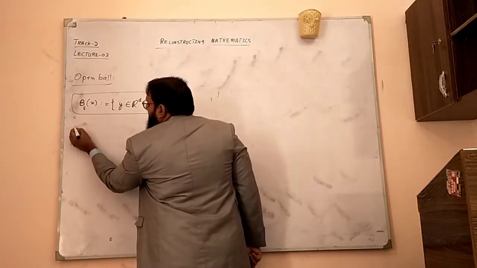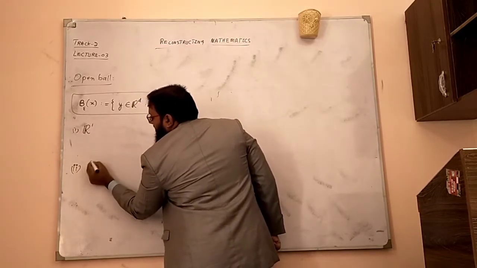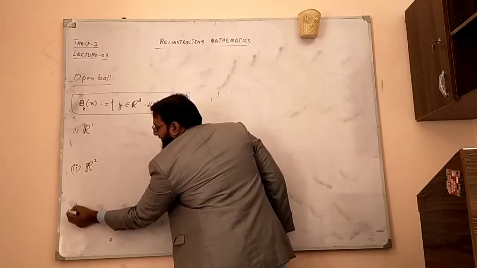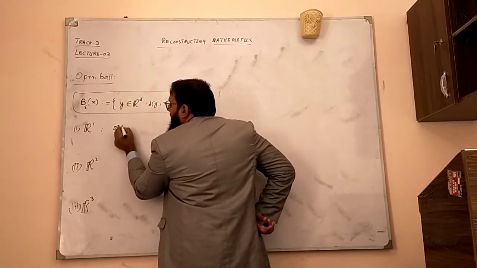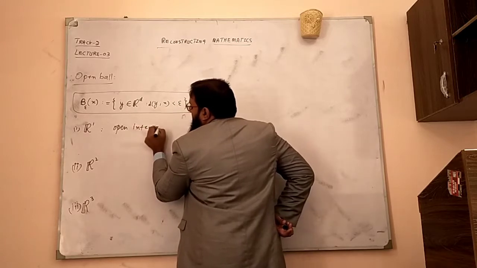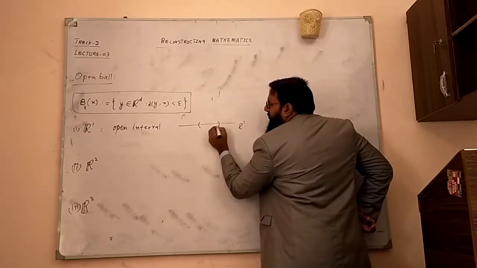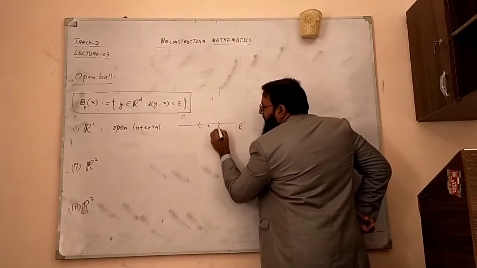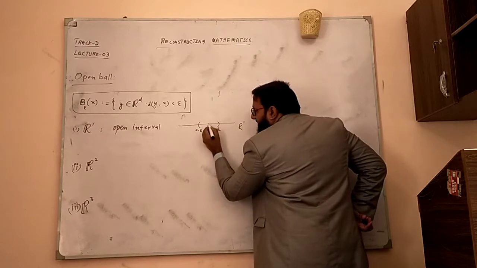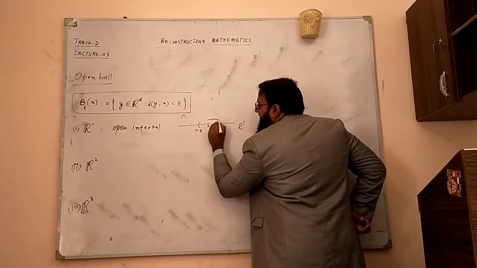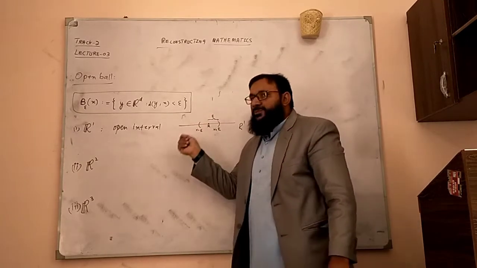But we should always discuss, what is this open ball in R1? What is this open ball in R2? What is this open ball in R3? So let me tell you, in R1, an open ball is an open interval. You have this line R1, and you have the center x, and the endpoints are x plus epsilon and x minus epsilon. The radius is epsilon, and your center is x. So you call an open ball an open interval in R1.